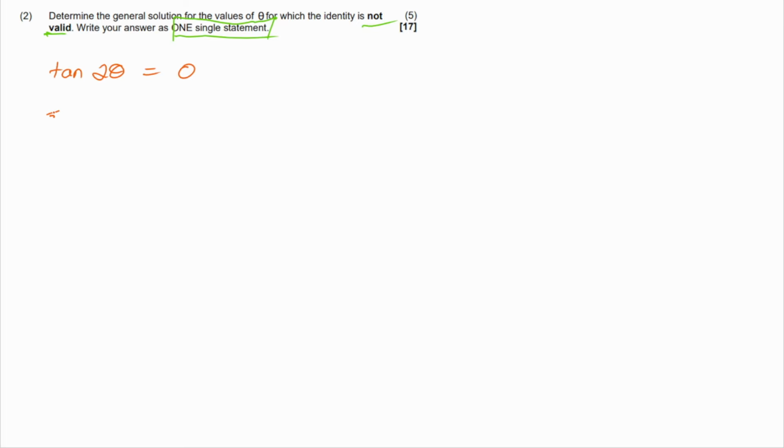We're going to get that 2 theta is equal to tan inverse of 0, plus k times 180, and obviously we have our k's. So what we do now is we have this 2 in front, so we divide everything by, well, let me do this first. Let me put this in the calculator.